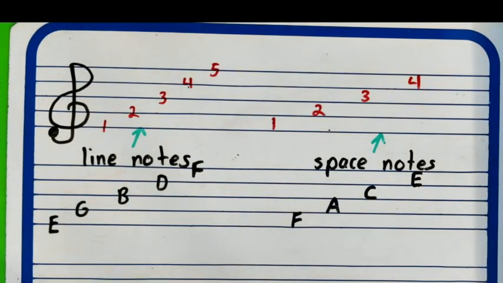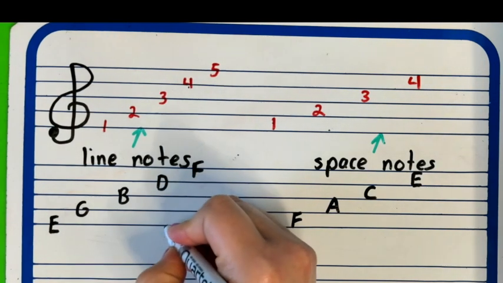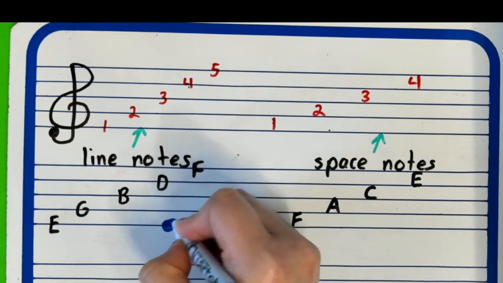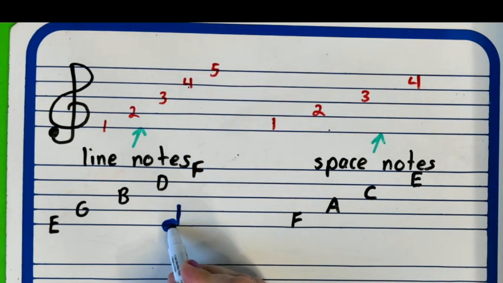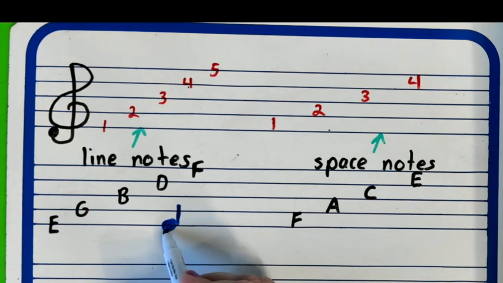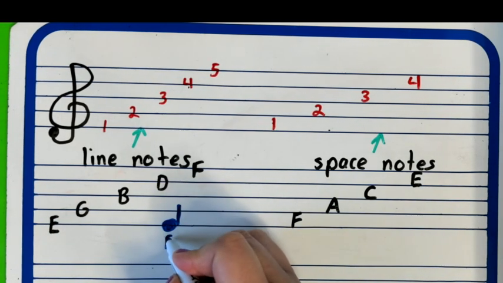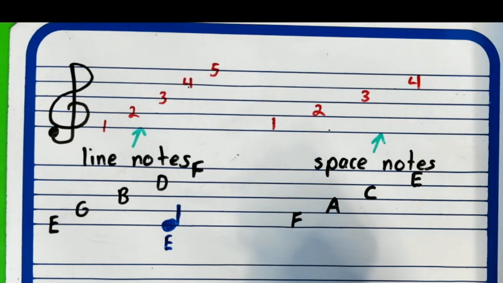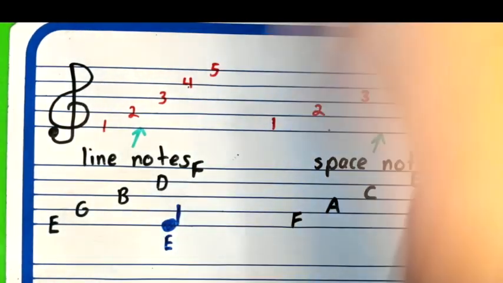Now, if I were to put a note here, for example, this quarter note, it lands on line number 1, right? And we're saying that line number 1 is an E. So guess what? This note is an E. Right, let's do another one.